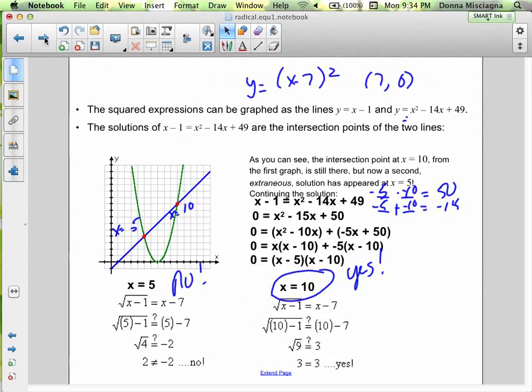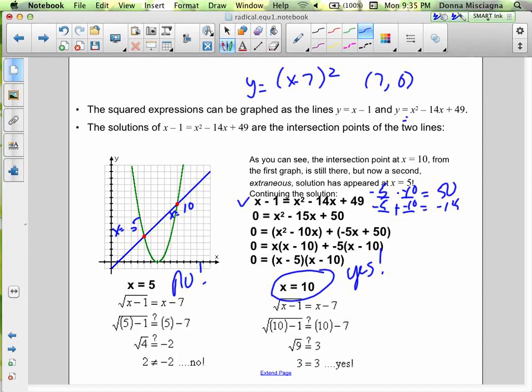All right, so here we have x on the right-hand side. So we have x minus 1 equals x squared minus 14x plus 49. We'll subtract x and add 1, and we get x squared minus 15x plus 50. Multiplies to give us 50 and adds to give us negative 15: negative 5 and negative 10. So we rewrite the negative 15x as a negative 10x and a negative 5x. The first two are our group, and the second two are our group.